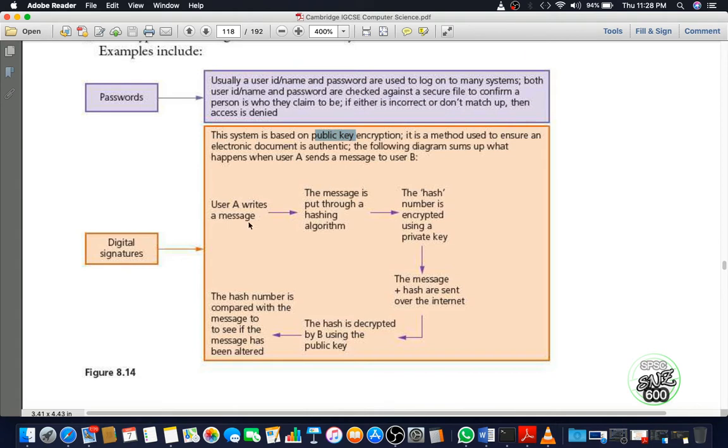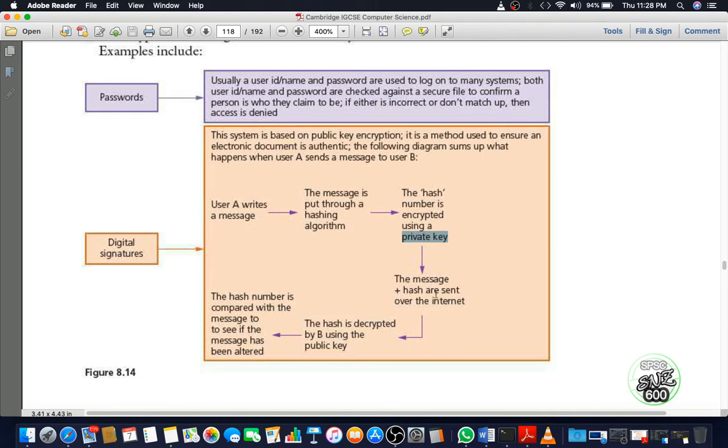User A writes a message first. The message is put through a hashing algorithm. The hashing algorithm is used with the message. Now the hash number is encrypted using a private key. So the private key here is the private key of A. The private key of A is used to encrypt the hash number. In this case, you can also say the hash number is the digest. The digest is encrypted using the private key of A.